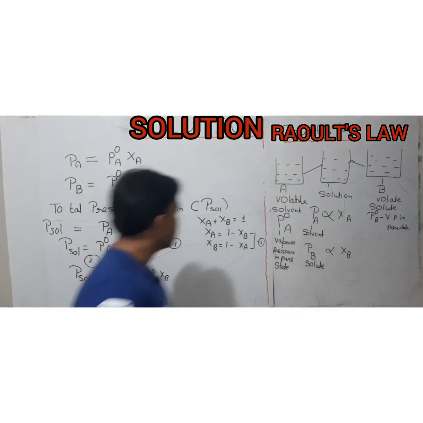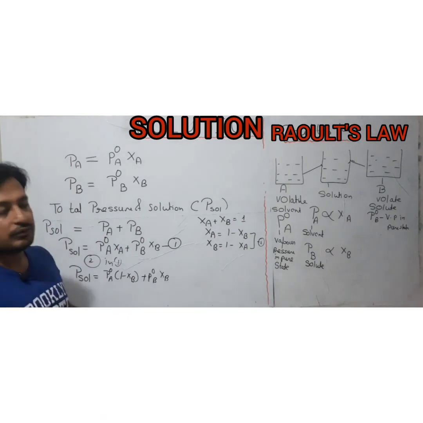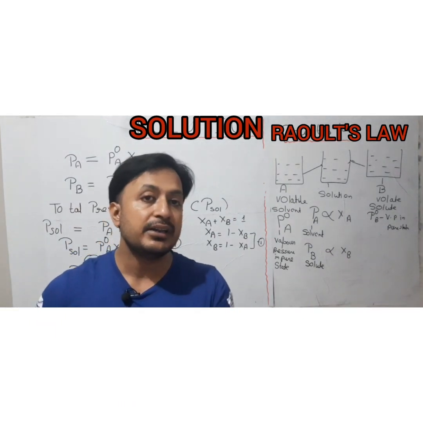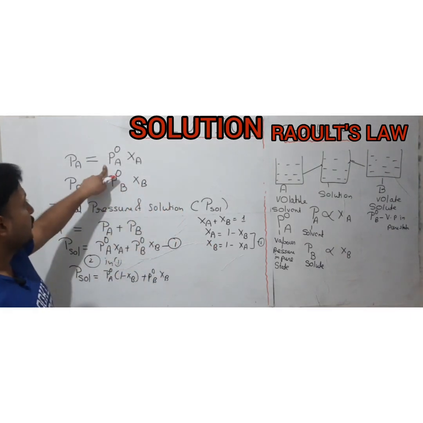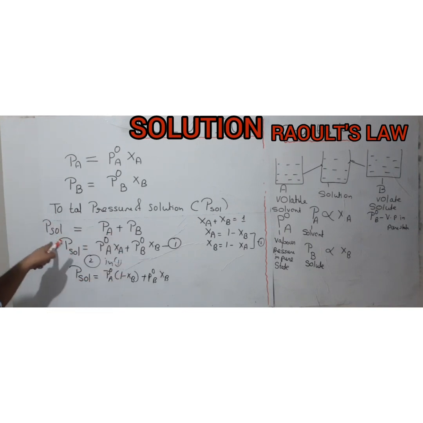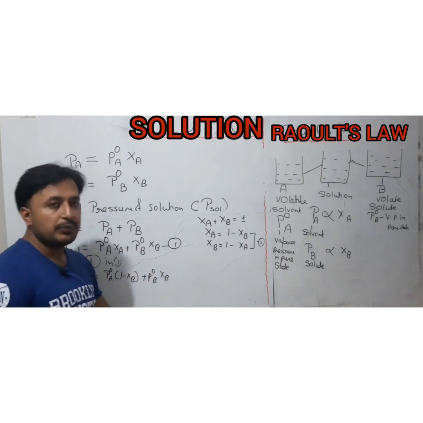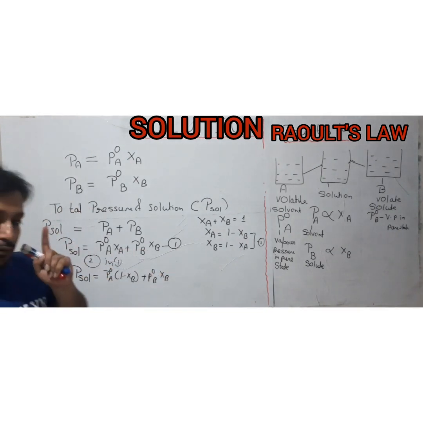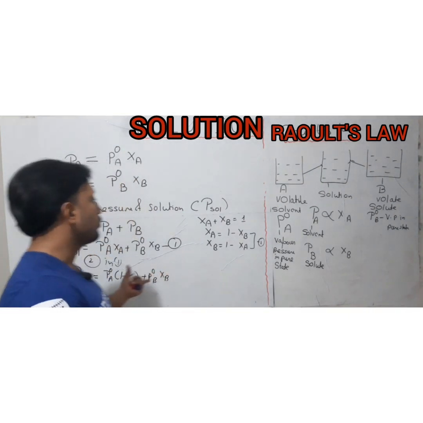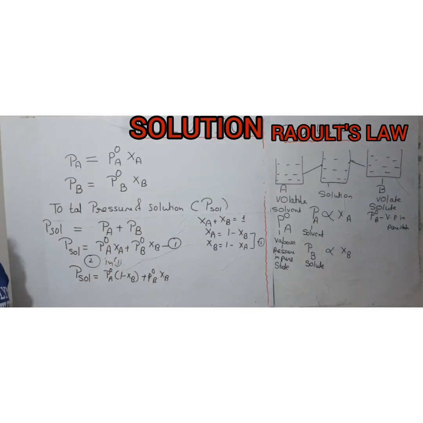So when you remove the sign of proportionality, then the constant which is going to be used is the vapor pressure of the same component in its pure state, which is denoted as P naught A or P naught B for solvent and solute. Then the total pressure of the solution you can calculate by taking the sum of the individual pressures, and that is how the equation is made. If you know the mole fraction of any one of the components, then you can calculate the vapor pressure of the whole solution. Okay, so that is about Raoult's law.